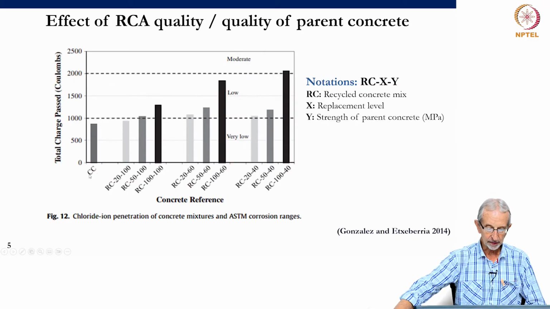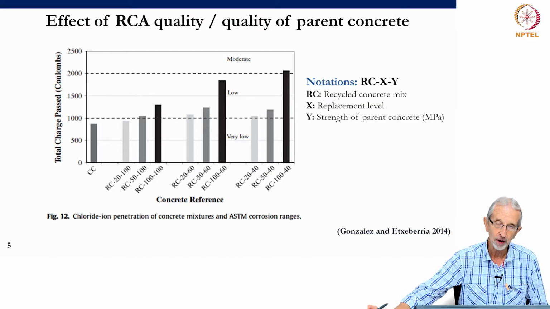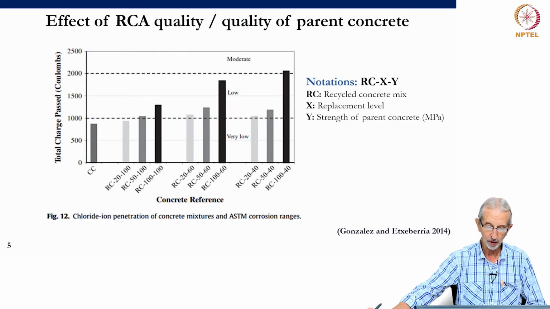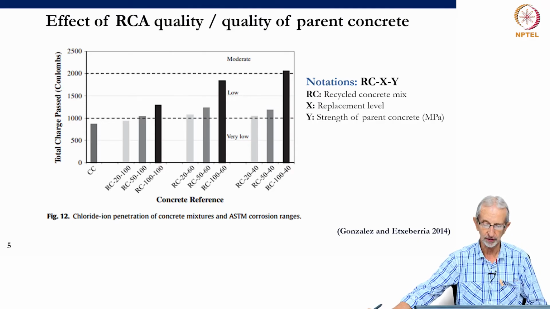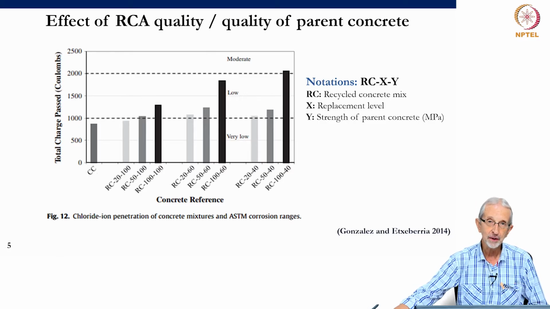And once again, this is another typical diagram or similar one. This is the total charge passed. And the same picture emerges. This is the RCPT test, the total coulombs passed in this typical test. And again, it is quite clear that with the lower quality or strength of the original concrete with higher replacement ratios, the RCPT value goes up, in this case by a factor of nearly 2. Again, this may or may not be a problem.